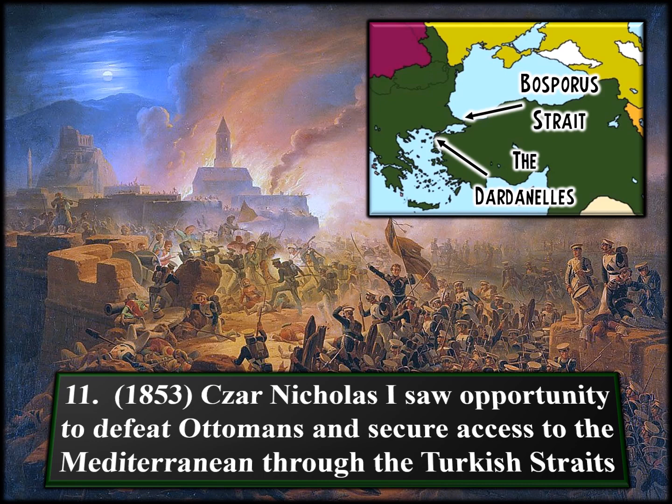In 1853, Tsar Nicholas I saw an opportunity to maybe gain some more territory in the Black Sea Balkans region, attacking once again the old enemy of the Russians, the Ottoman Empire to the south. So he saw the opportunity to defeat the Ottomans and secure access to the Mediterranean through the Turkish Straits by trying to gain control over the Crimean Peninsula and the Bosphorus Strait. This will be the beginning of the Crimean War.